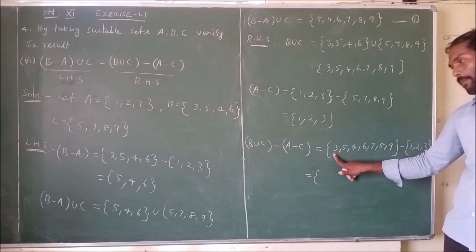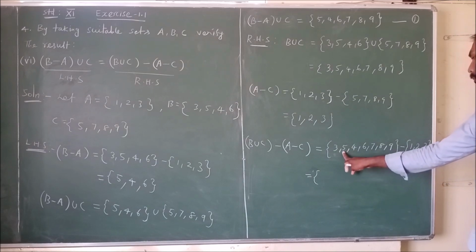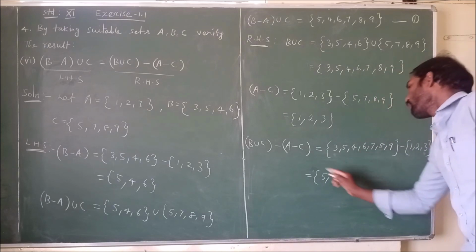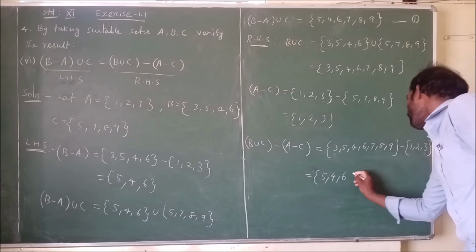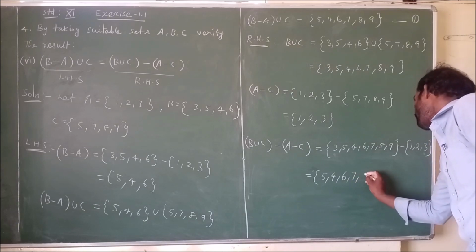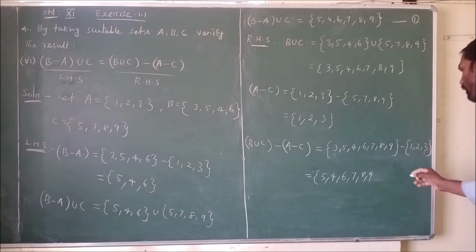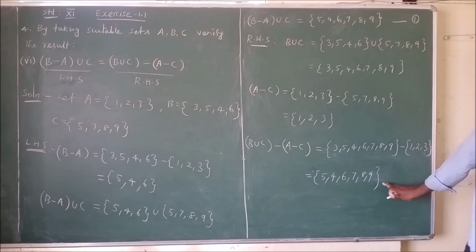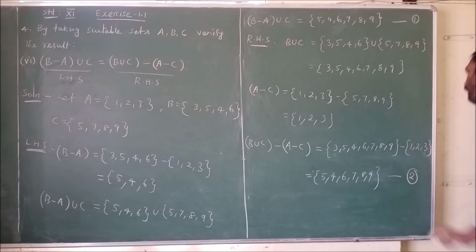So 3 appears in B union C and also in A minus C, so it is deleted. 5 appears only in B union C, so the first entry is 5. 4 appears only in B union C, so 4. 6, 7, 8 and 9 also appear in B union C. So {5, 4, 6, 7, 8, 9}. This is equation number 2.